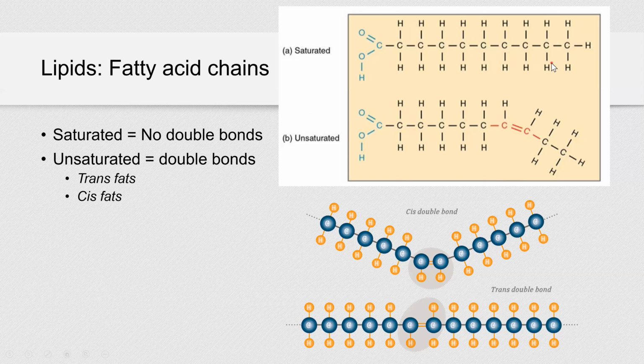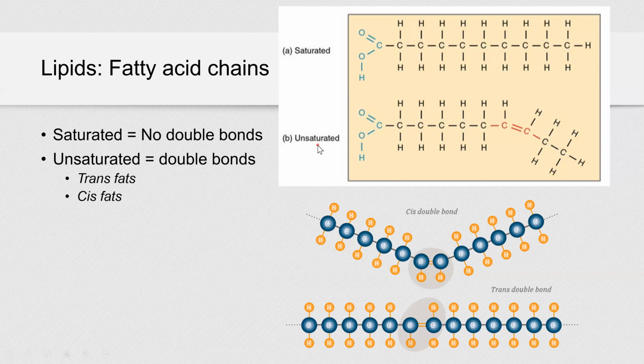So saturated fat is a solid at room temperature. An example would be the butter that you put on your bread, right? That's a saturated fat. Unsaturated fats are liquid at room temperature. An example would be olive oil, and unsaturated fats are more healthy and better for your diet.